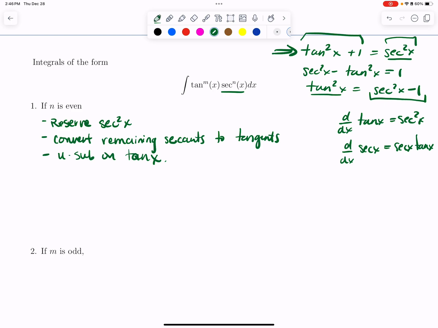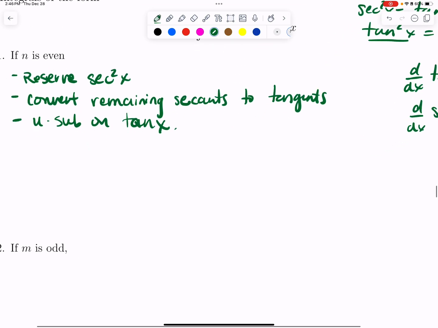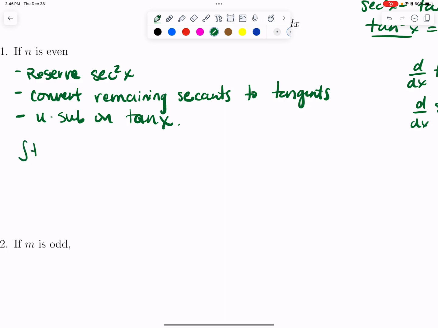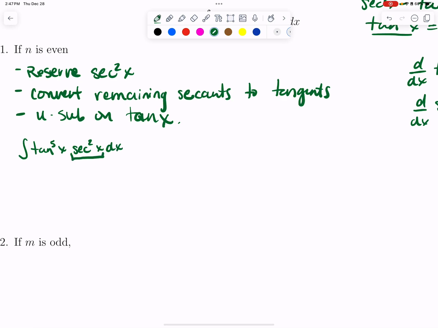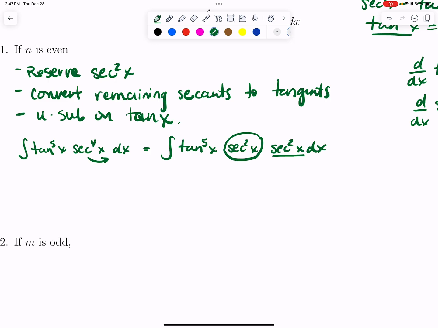So let's look at an example. Let's say we have, and it doesn't matter the power on tangent, tangent to the 5th x secant squared x dx. Okay, so I'm going to reserve one power of secant, which, actually, let me just change this so that it doesn't seem like there isn't anything left over. So let's make it secant to the 4th. Okay, we're going to pull off one of our secant squareds. So we end up with tangent to the 5th x, secant squared x, and then we pulled off one secant squared right there. We will convert this to tangent using the Pythagorean identity.